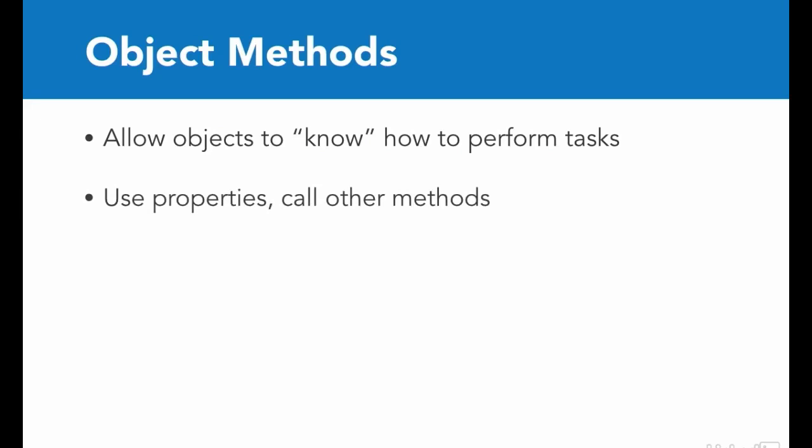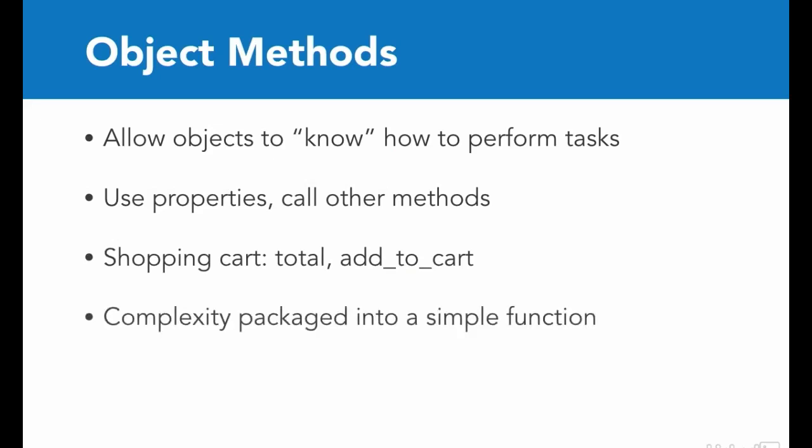Our shopping cart object might have an add to cart method, which performs several tasks. It checks product inventory, then it adds the product to the cart, then it increments the cart quantity, and perhaps even removes an item from the inventory. That's a lot of complexity that's being nicely packaged up into a single, simple function.